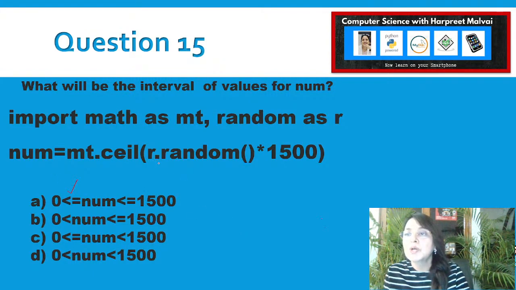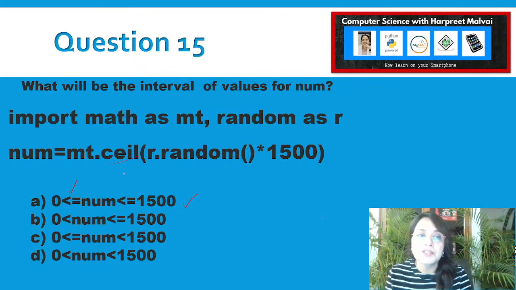Ceil is going to give the next integer which is larger than this number. So the answer is going to be the first one, that is 0 is also included. That is included by default. But 1500 gets included because of ceil. Otherwise, it would not have got included. I hope everybody gets this. I hope this is clear to you.